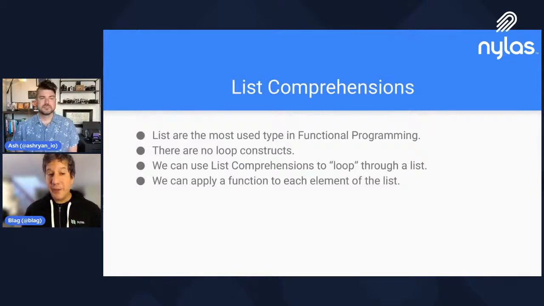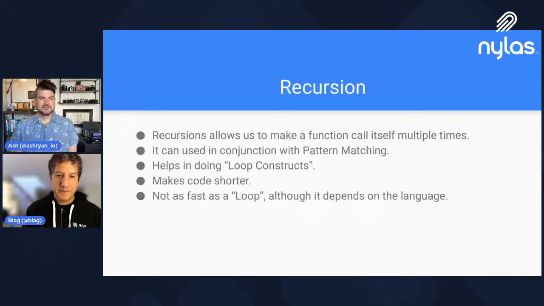And we can use list comprehensions, which kind of replaces a loop. So we can go through a list using list comprehensions instead of a loop, and we can apply a function to each of the elements of a list. So we're going to see an example of that also.